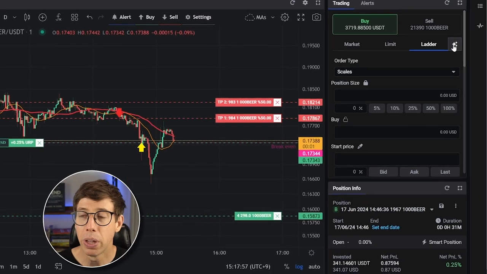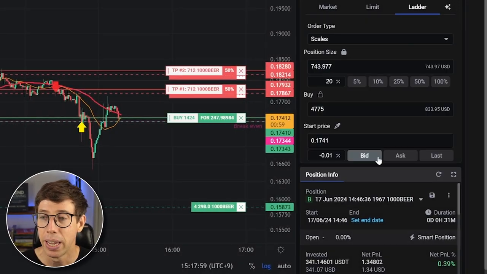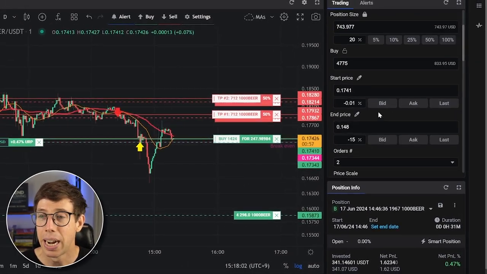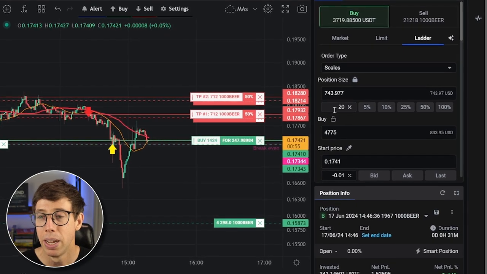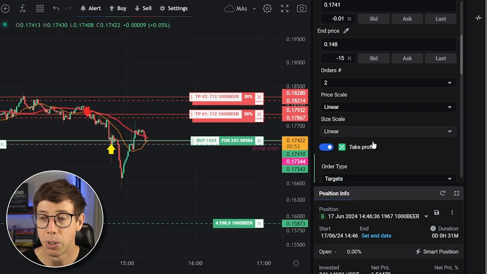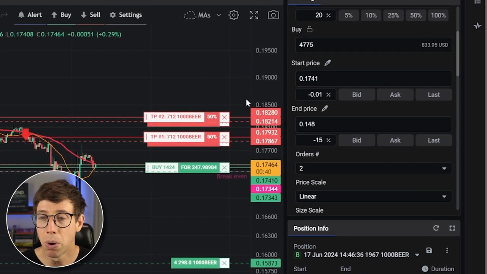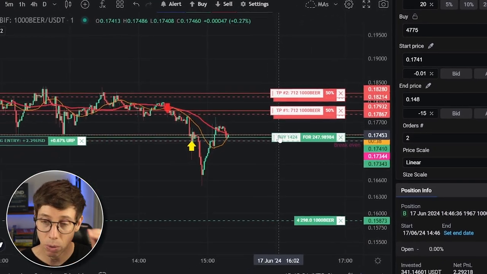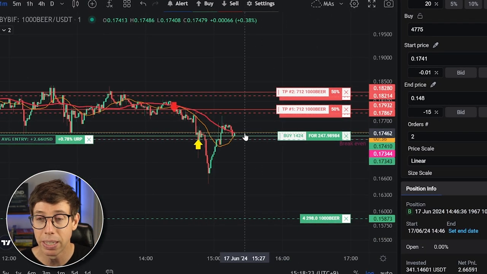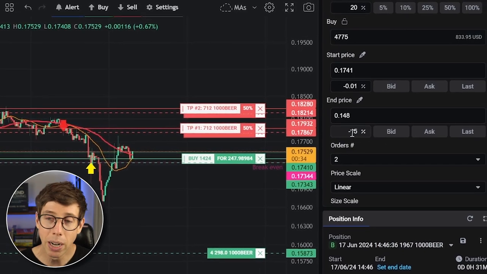In regards to having this set up to take the safety trades, to actually fill them automatically, what we do with our preset right here is the way I have it set up: I am going to be using 20% of my available balance here, which is great. What I do is I break it up into two orders. With these two orders, I have the price set automatically to be wherever the current price is, and the next one to be approximately 15%.